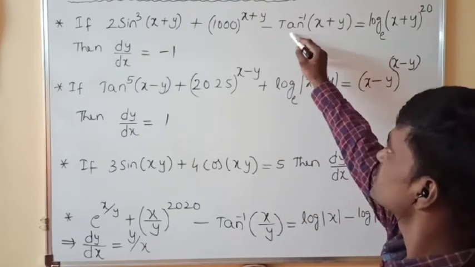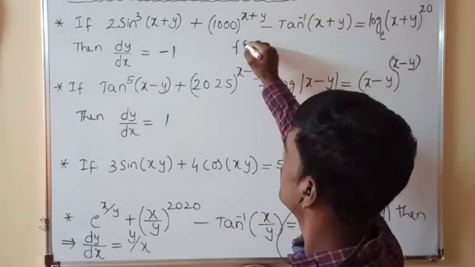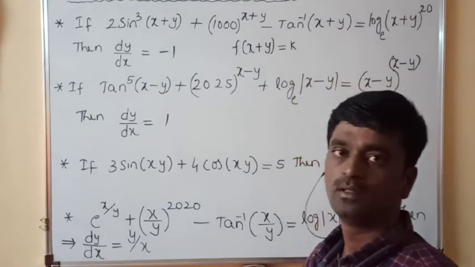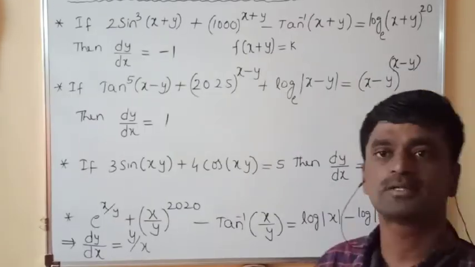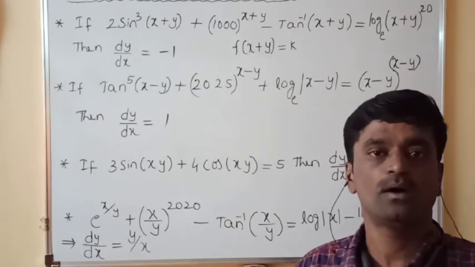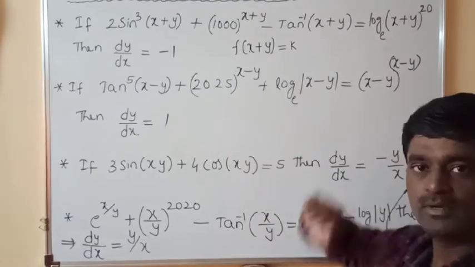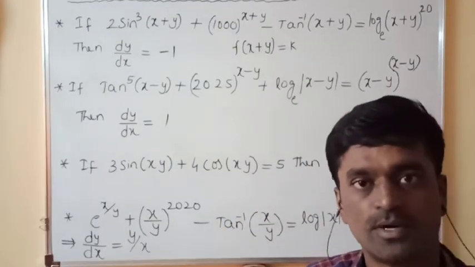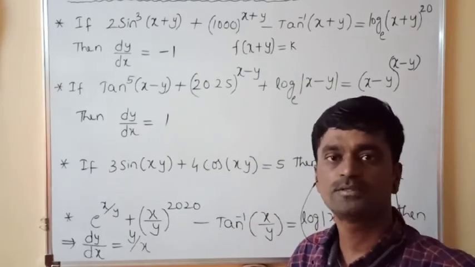If you observe the first question, what does it look like? A function of x plus y is equal to some constant k. K is some constant, so k may be 0 or not equal to 0; k may be any real number. If the given equation is in the form of function of x plus y equals constant, then the dy by dx value is minus 1.